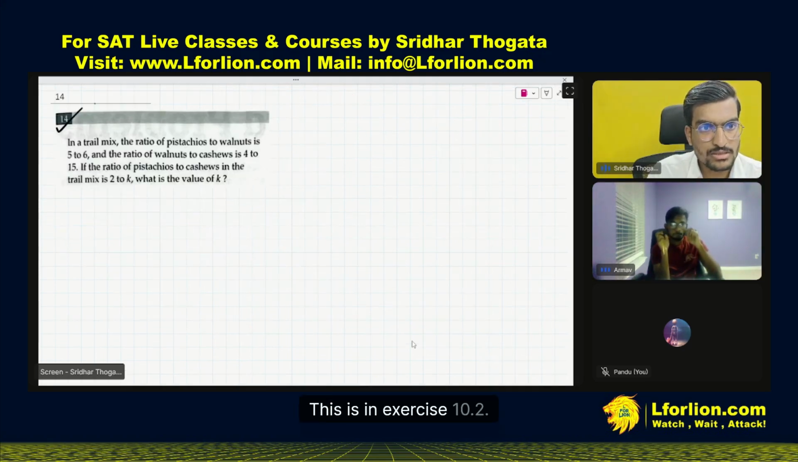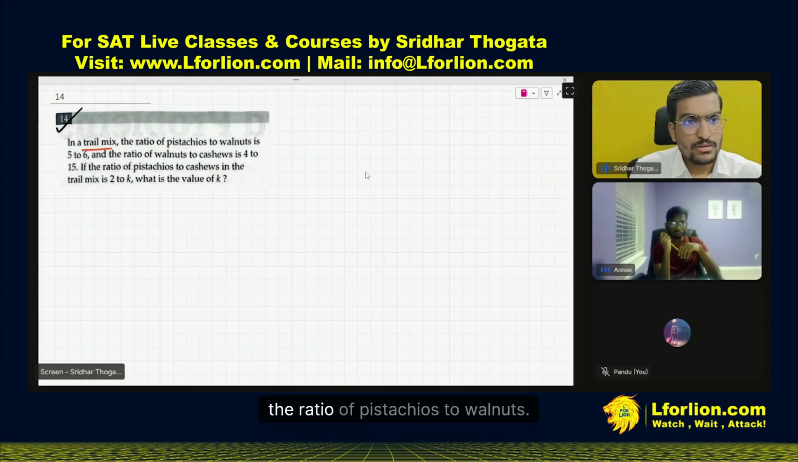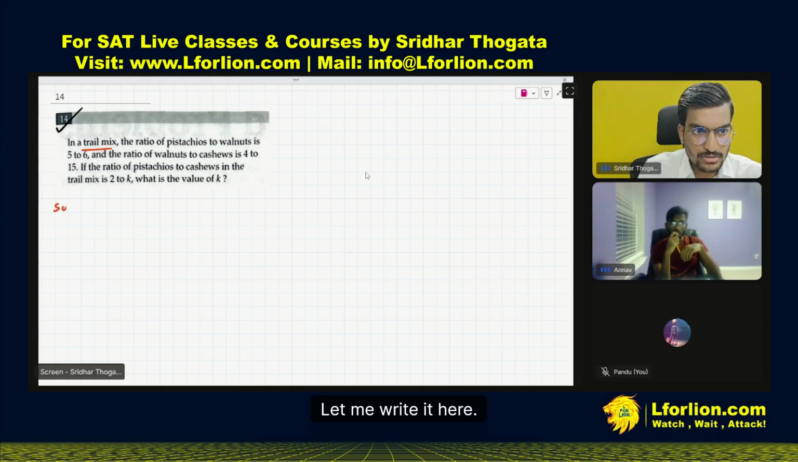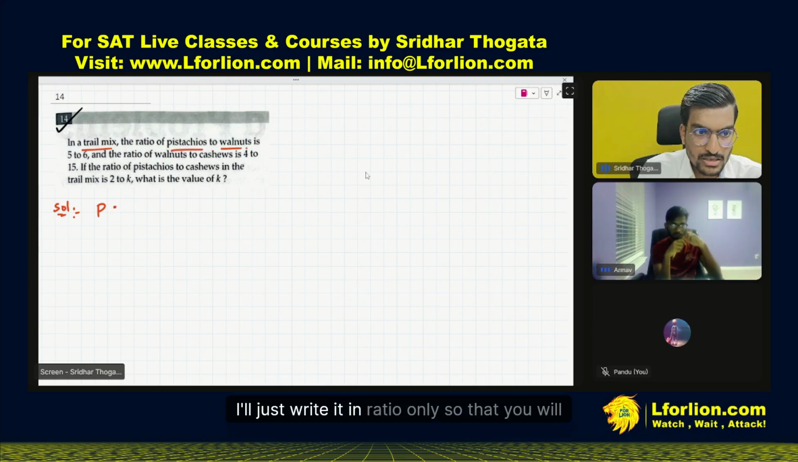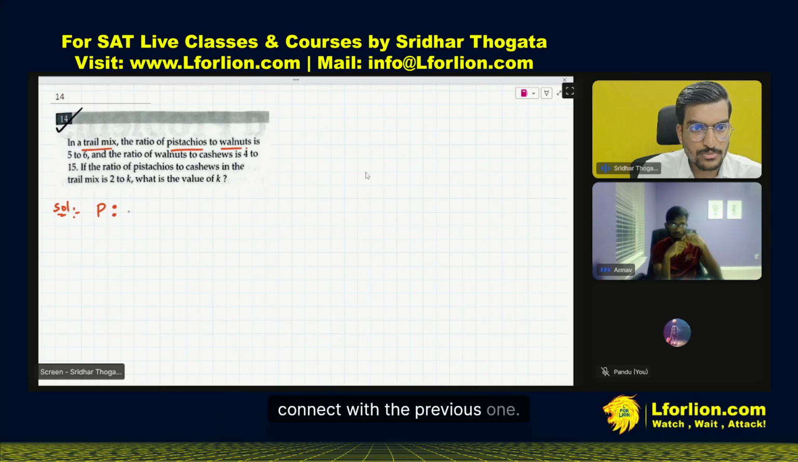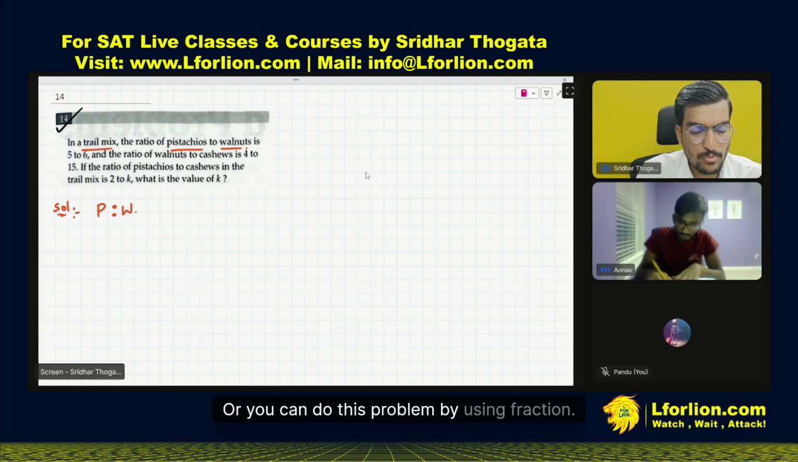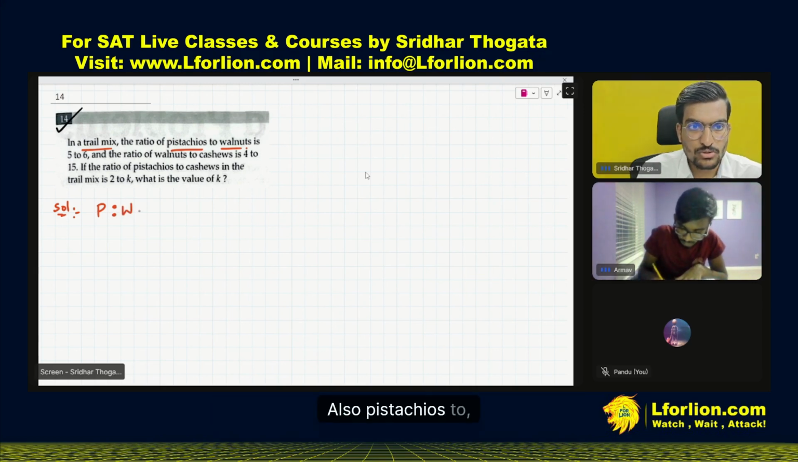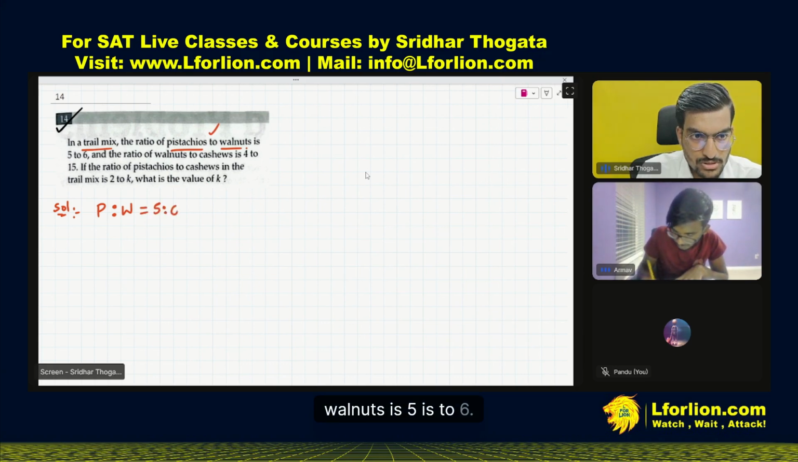This is in exercise 10.2. In a trail mix, the ratio of pistachios to walnuts. Let me write it here. I'm just writing P instead of the full word. Ratio of pistachios to walnuts. I'll write it in ratio form only so that you connect with the previous one, or you can do this problem using fractions also. Pistachios to walnuts is 5 is to 6.